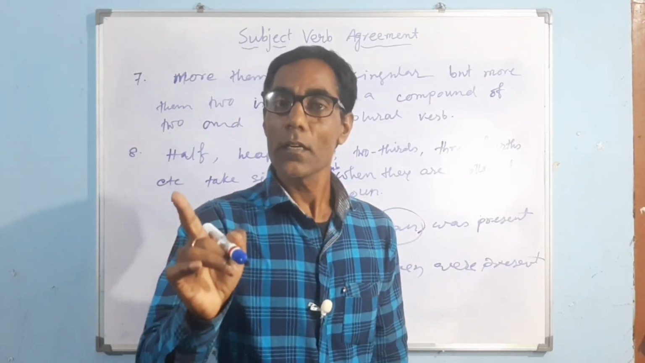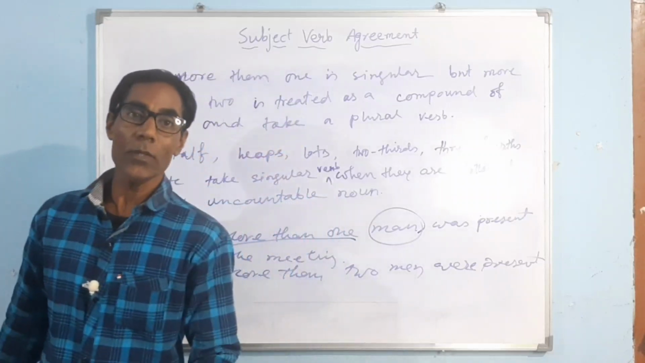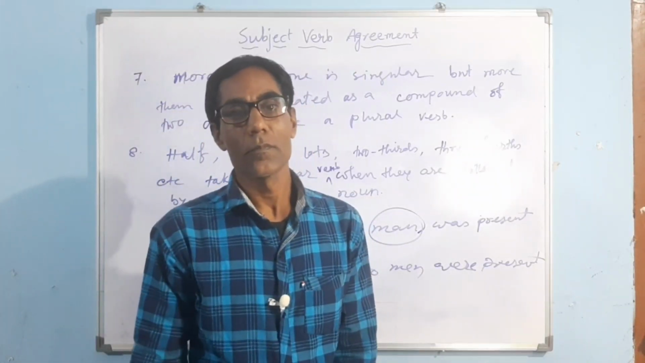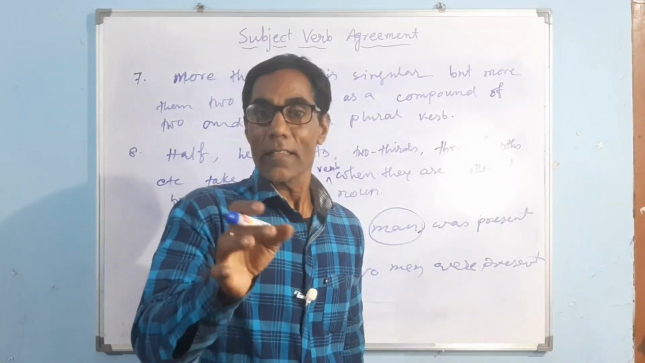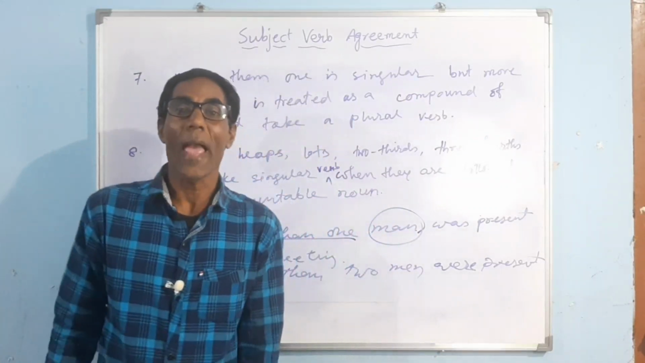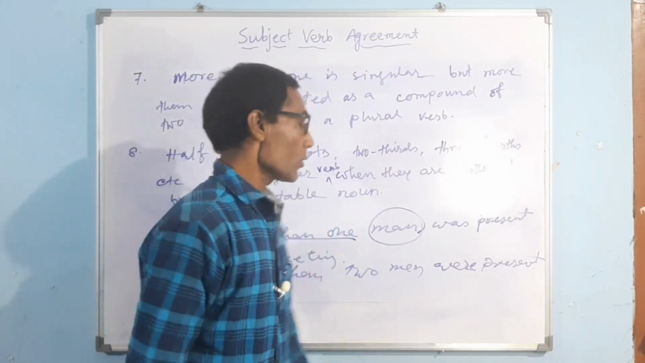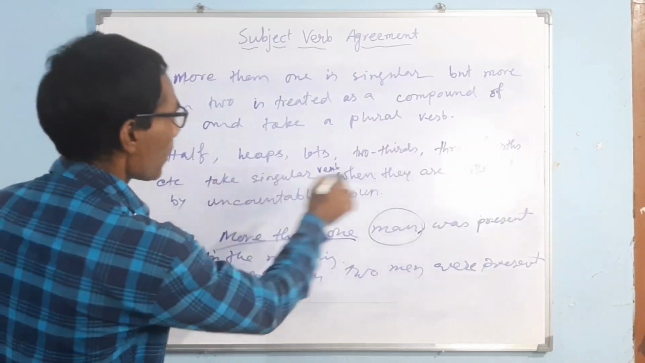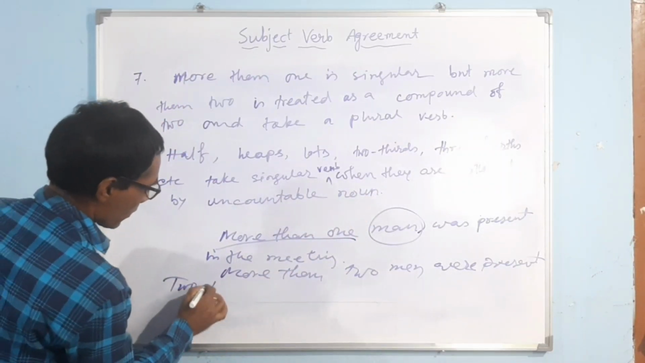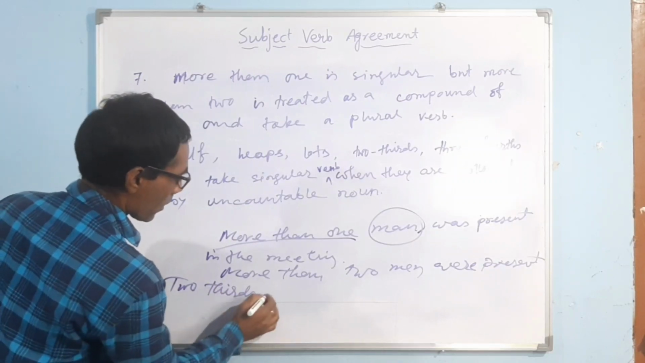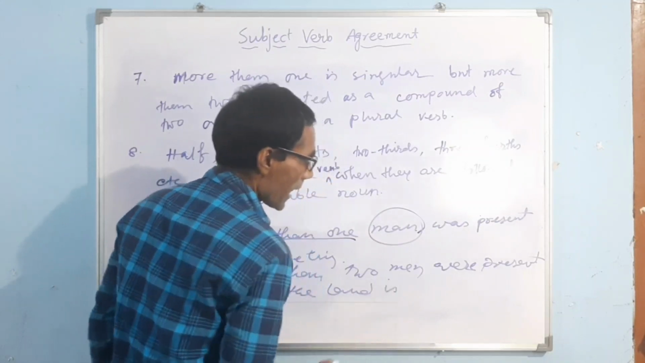As I showed you earlier in the beginning, one example, can you remember, half of the land is cultivated. But here, half of the apples in the basket are bad. In that case, it is "are" because apples is plural. So, see here, 2/3 of the land is cultivated.